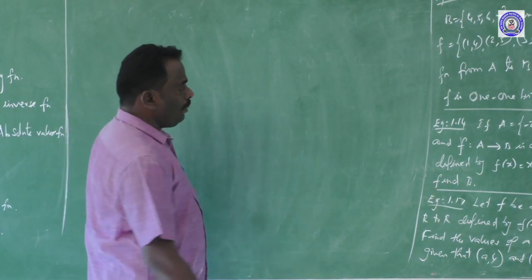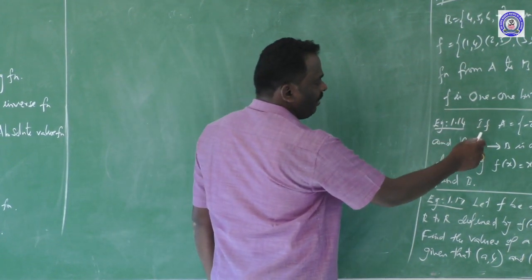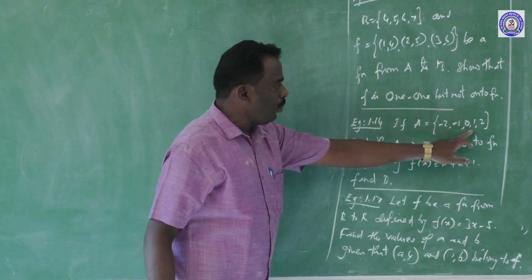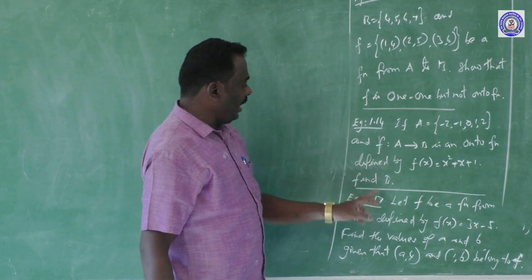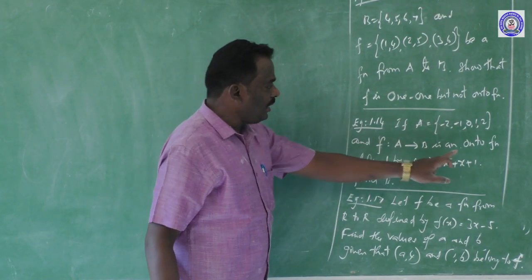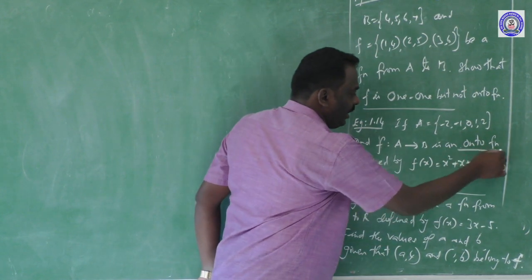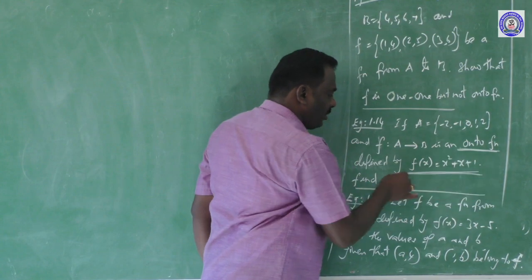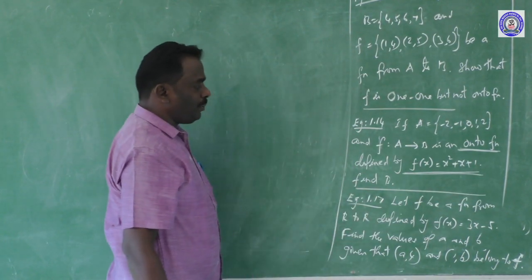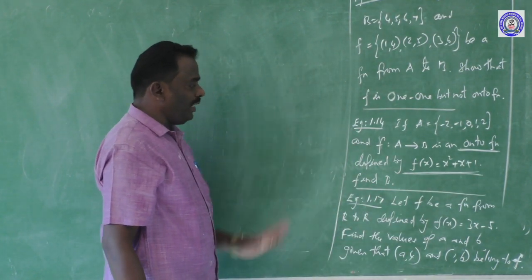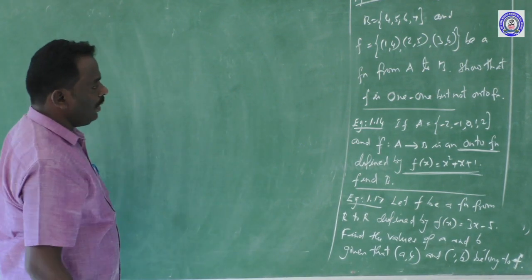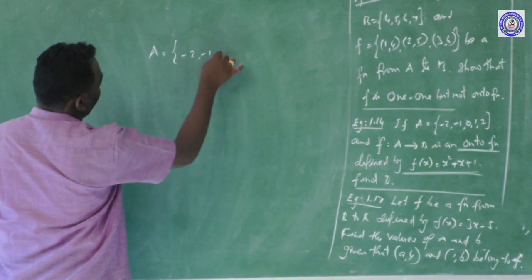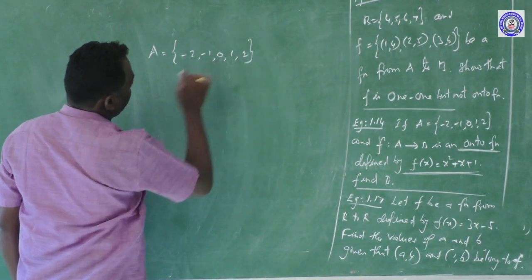Okay, see the next example, number 1.14. The set A is given as minus 2, minus 1, 0, 1, 2. The function from A to B is an onto function, given by f(x) = x² + x + 1. Find the value of B.